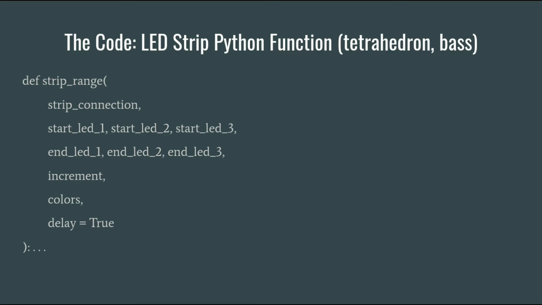On the Python side, strip range is used to light up a section of an LED strip. To light up LEDs 100 through 200, the start and end parameters would be 100 and 200, respectively. This is to maintain consistency with the binary protocol in which integers are sent as separate digits. To light up every other LED, an increment of 2 would be used.